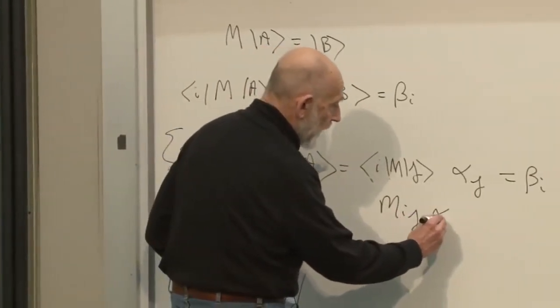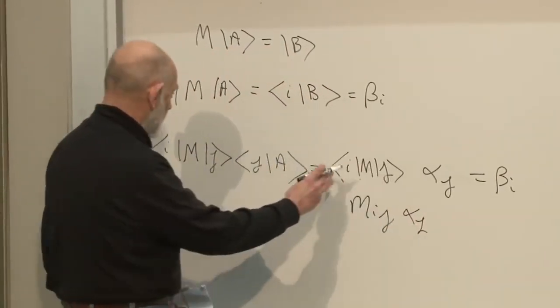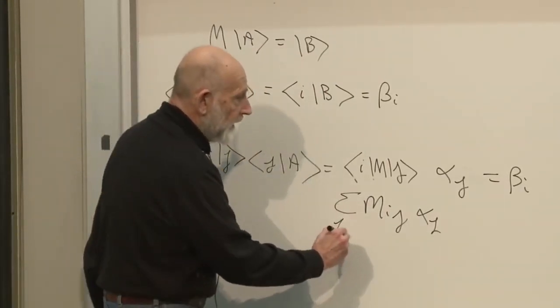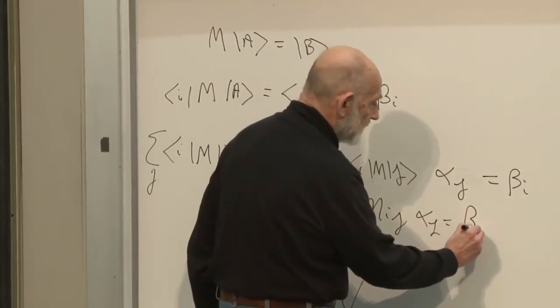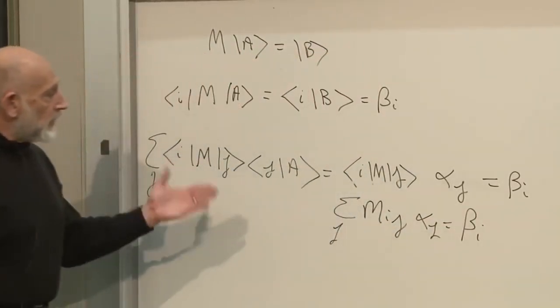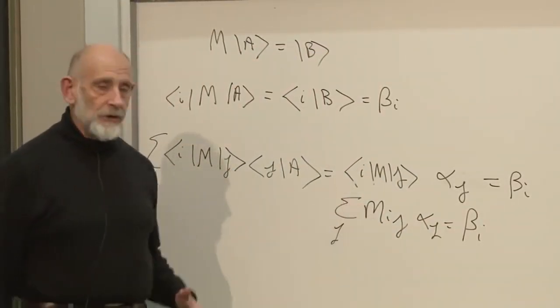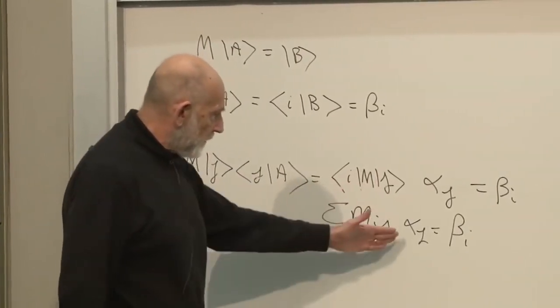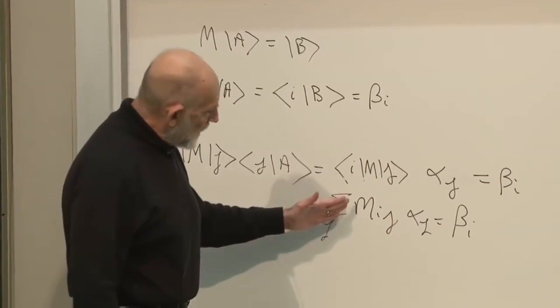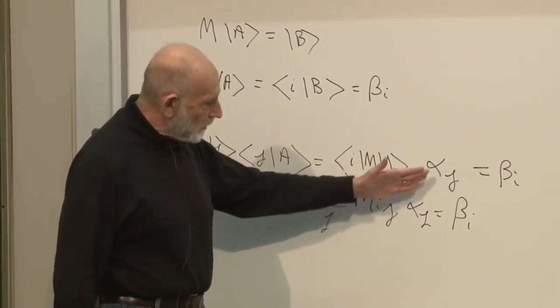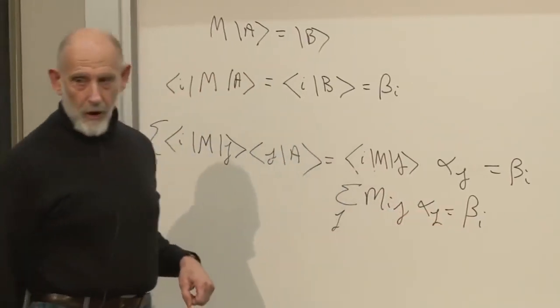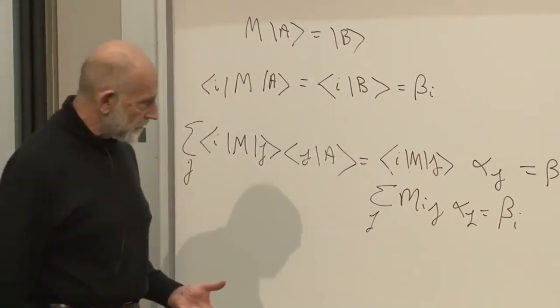This times alpha j summed over j. I left out the sum over j here. Let's put it back in. The sum on j is equal to beta i. If somebody hands you the collection of M_ij's, and somebody hands you a vector in the form of its components, you can then start sweeping through it and calculating what the components of the output are in terms of the input.